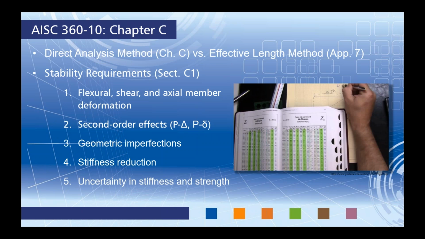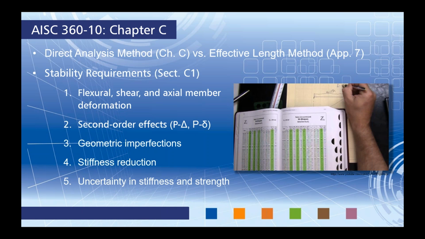In the 2010 edition of the AISC and Chapter C, like I mentioned, we'll be focusing on today with the direct analysis method. This is in comparison to the effective length method in Appendix 7. Back in the 2005 edition, these were actually flip-flopped. The effective length method was in Chapter C and direct analysis method was in Appendix 7. To me, this kind of tells you that maybe this is the direction that a lot of engineers are headed, more so towards a direct analysis method rather than effective length. We do have the option to do both in the program, so I will show you today focusing on the direct analysis method.